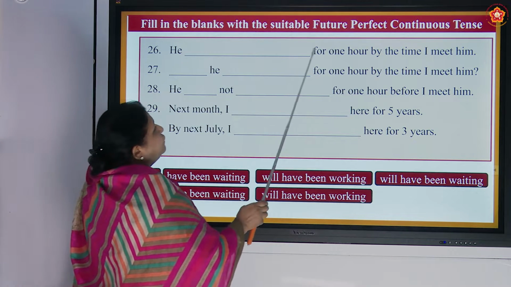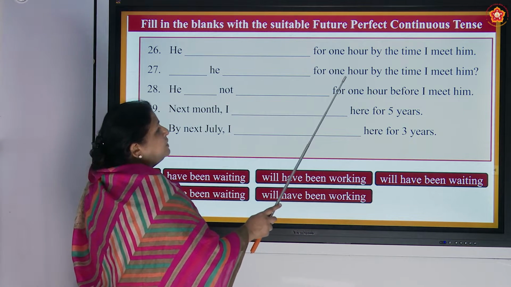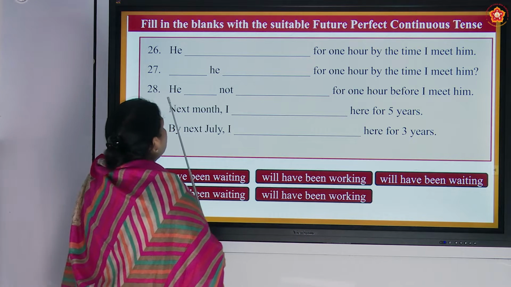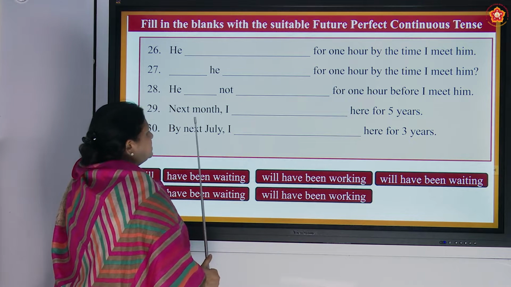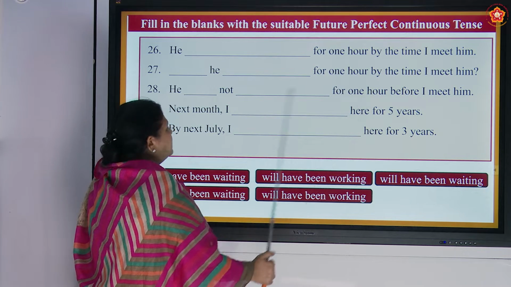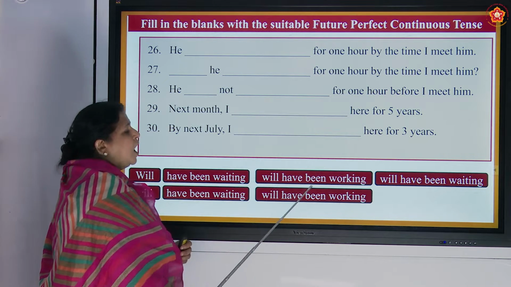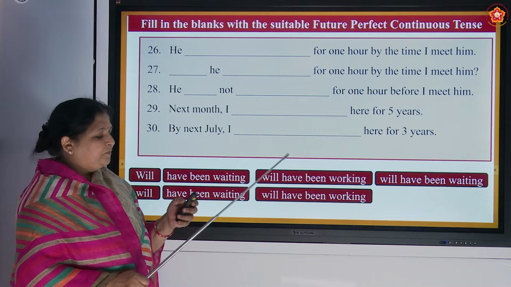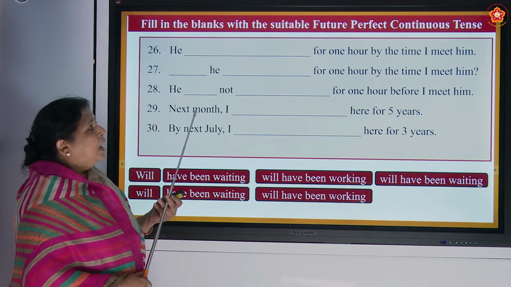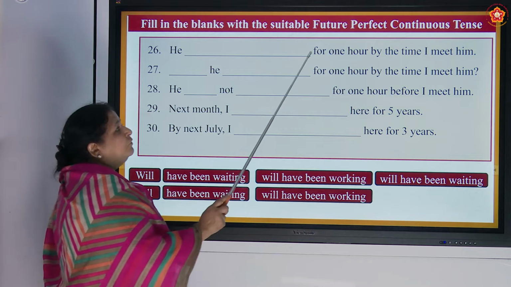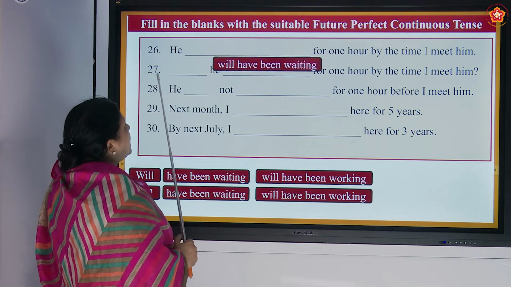He dash for 1 hour by the time I meet him. He dash not dash for 1 hour before I meet him. Next month, I dash year for 5 years. By next July, I dash year for 3 years. Now, how many of you have completed writing the blanks? How many attempt? Very good. So, I see that most of them are nearly coming to a perfection for future perfect continuous tense. Okay, very good. So, let us see whether your answers are correct.